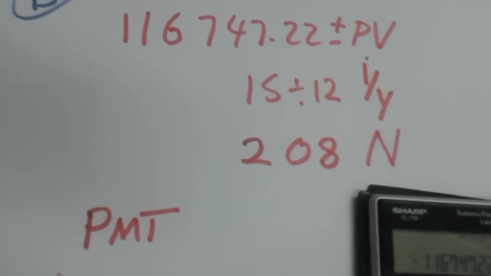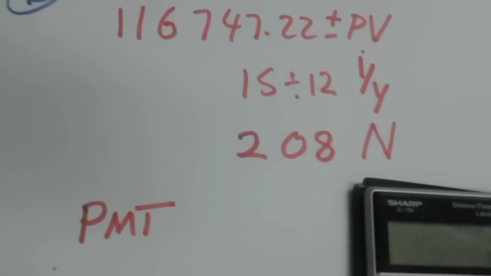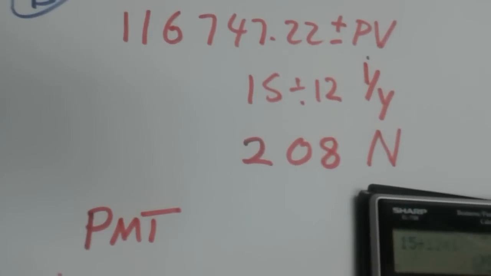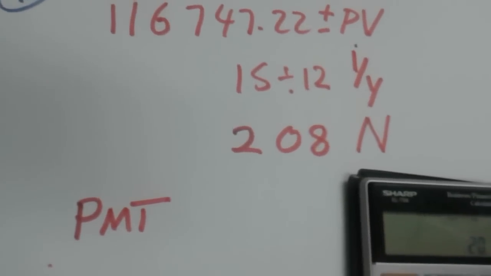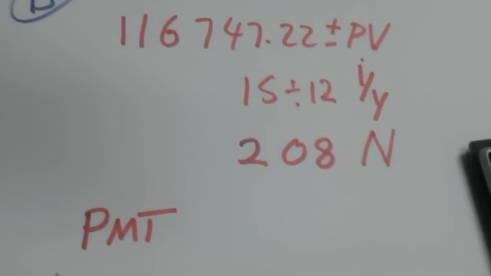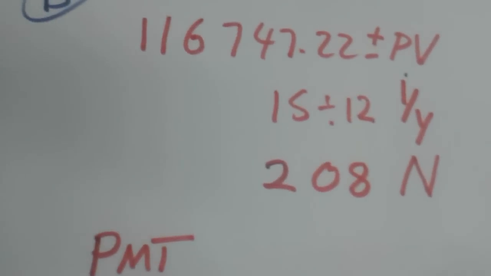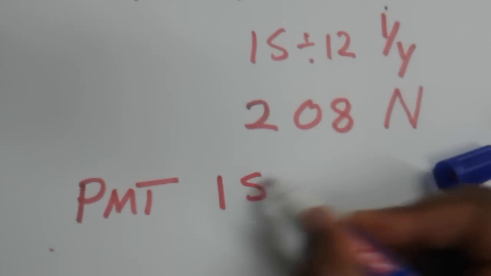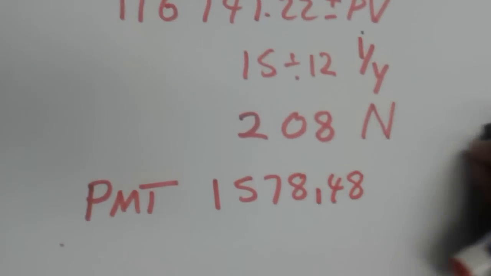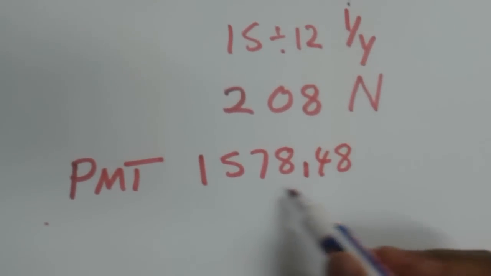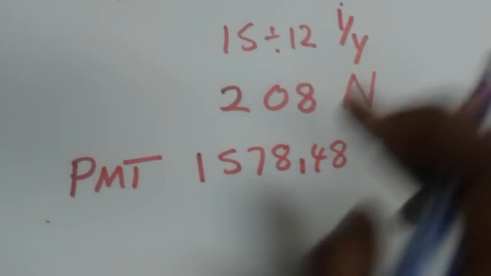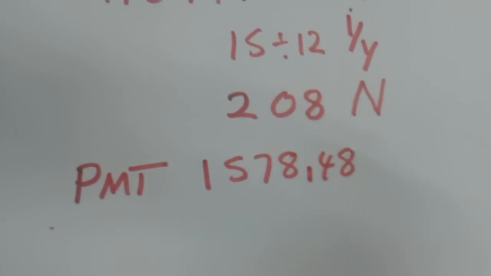116,747.22 plus minus PV, then 15 divided by 12, that is your I, then 208, that's your N, then you compute PMT, which gives you 1578.48. But remember, this is the payment only for the loan. Only for the loan, not including the admin fee.